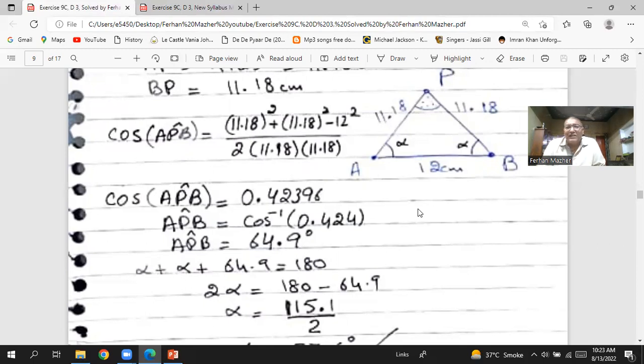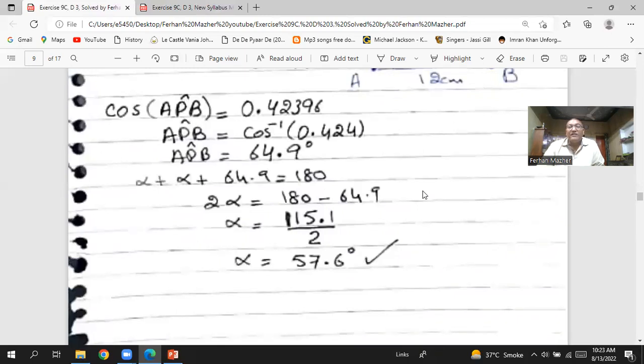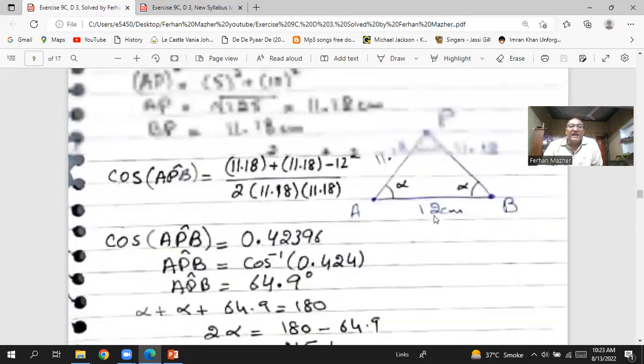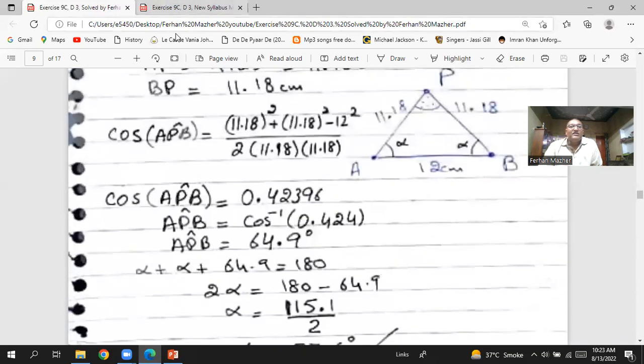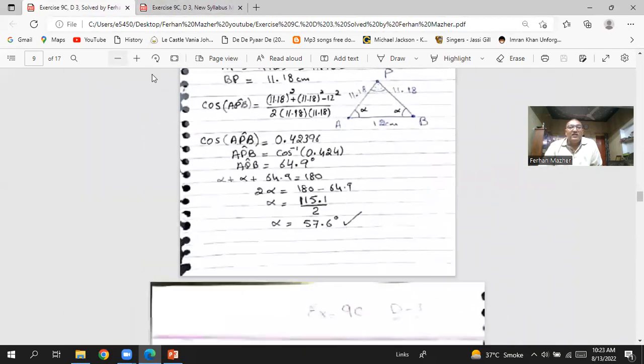So you will have alpha plus alpha plus 64.9 equals 180, and 2 alpha will be equal to 180 minus 64.9, and that will be 115.1, divided by 2, and you get alpha equals 57.6 degrees. So the angle PAB will be equal to 57.6 degrees. So this is how you will do this question.